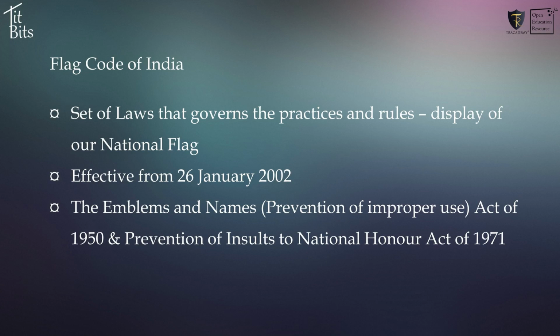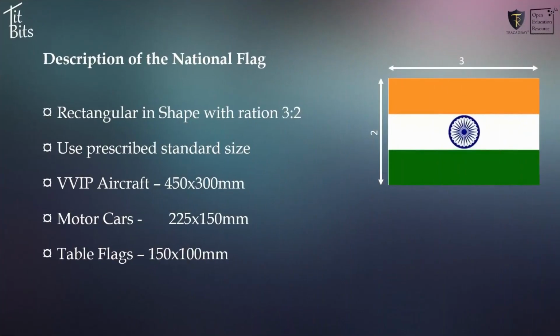So the Flag Code has been divided into three parts. The first part describes the national flag itself. The national flag has to be rectangular in shape with a ratio of 3:2 for the length and the width respectively. The Flag Code has prescribed standard sizes which have to be used by the citizens. For example, the flag size for VVIP flights is 450 by 300 mm, for motor cars 225 by 150 mm, and for table flags 150 by 100 mm.